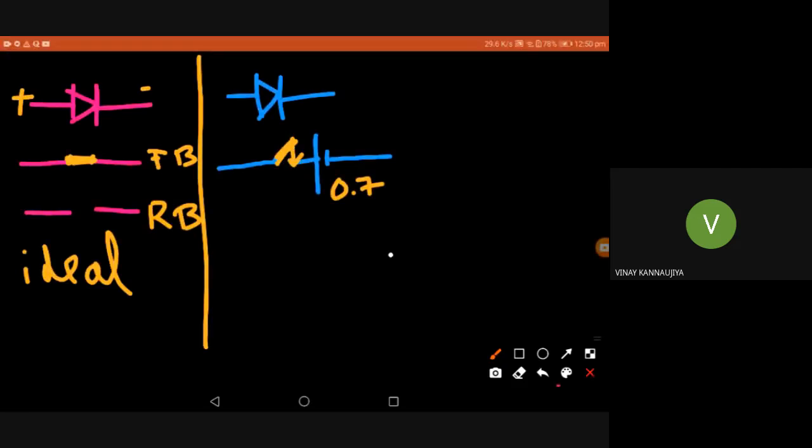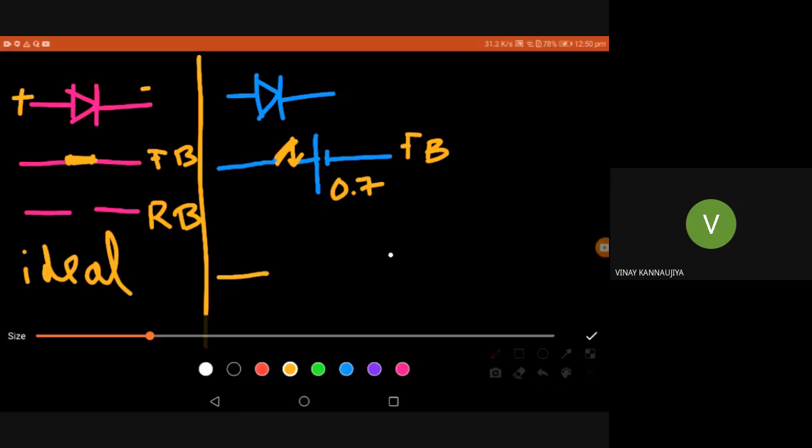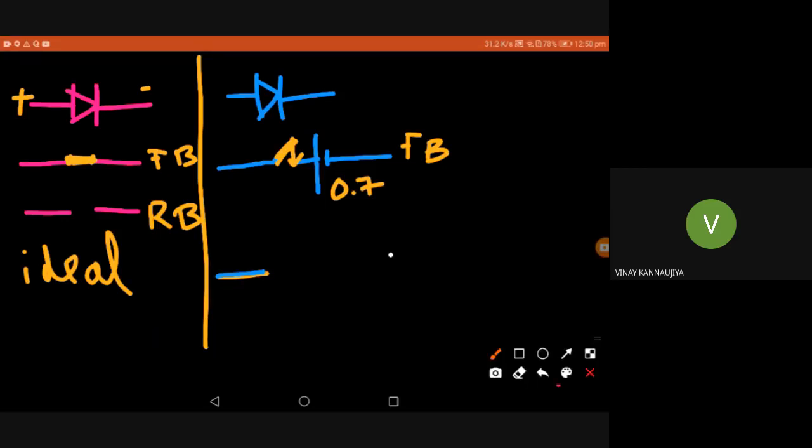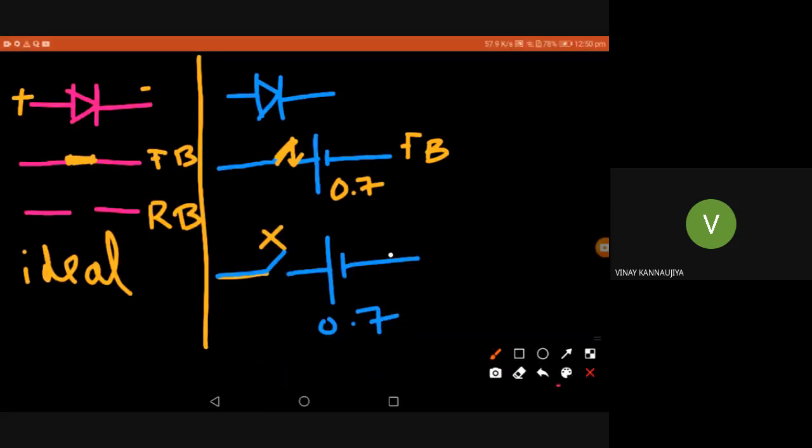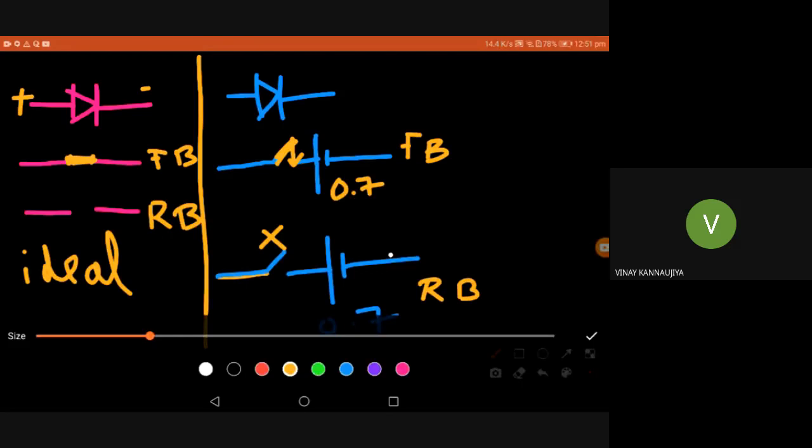So I call this forward biased, and we have the same switch with a battery of 0.7 volt, and this switch is off in the reverse bias. There is no 0.7 voltage across the diode either, because there is no current flow, so you don't need to worry about anything.